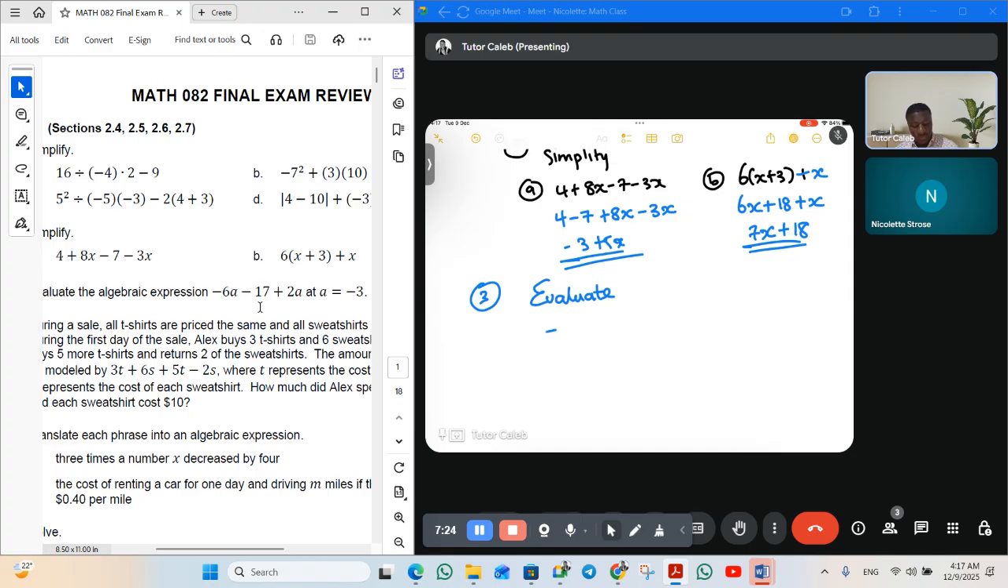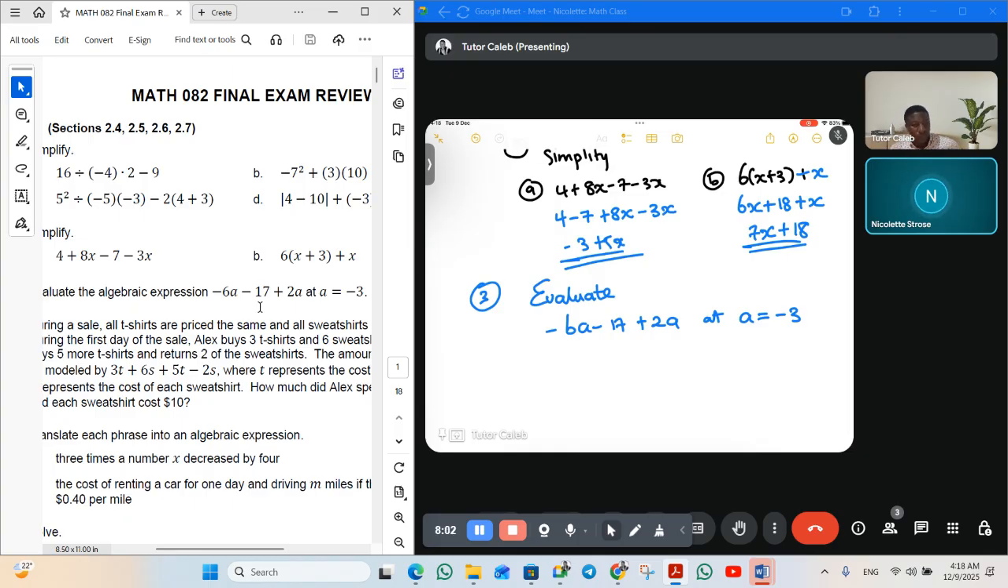They say find 6a minus 7 plus 2a at a equals to minus 3. Now, when I say evaluate 6a minus 7 plus 2a at a equals to minus 3, that means you take a to be minus 3 and you put it into that expression. Whenever you see a, you replace it with minus 3.